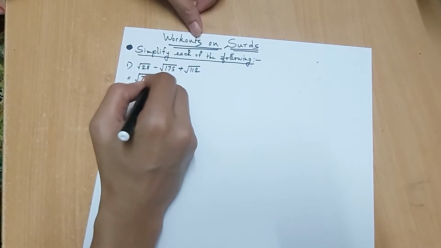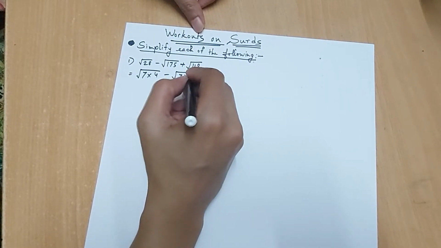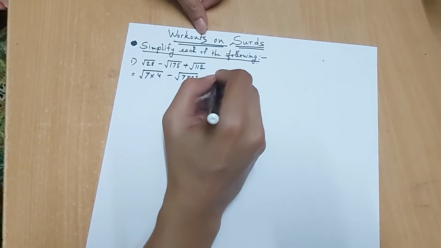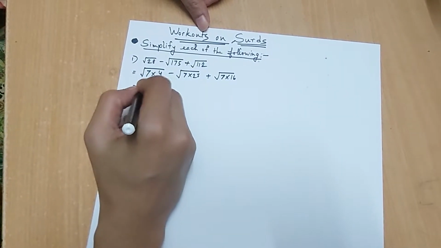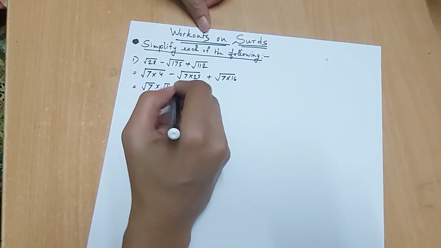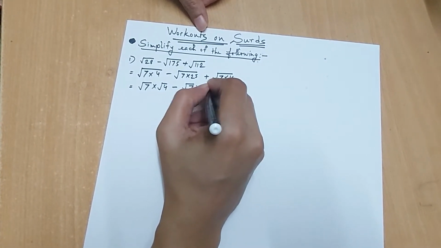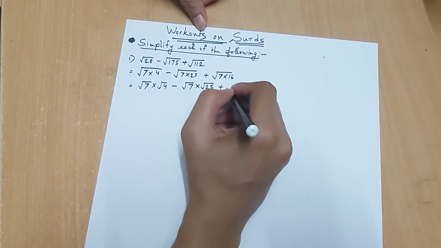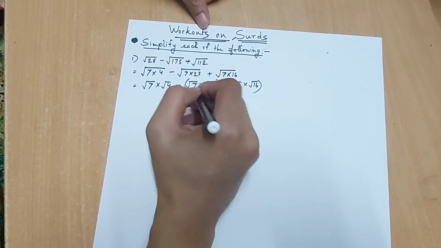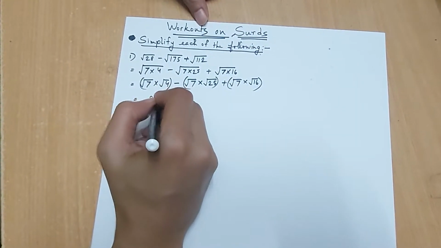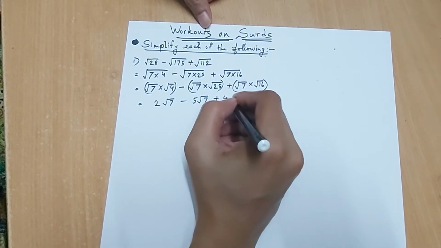Root 7 into 4 minus root 7 into 25 plus root 7 into 16, then root 7 into root 4 minus root 7 into root 25 plus root 7 into root 16. I am giving the bracket here: 2 root 7 minus 5 root 7 plus 4 root 7.